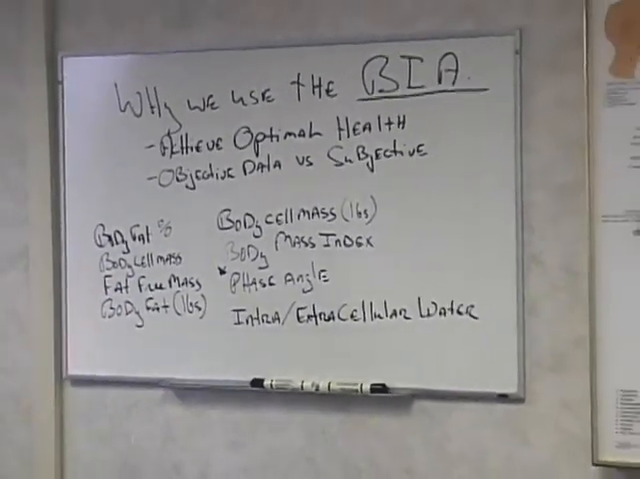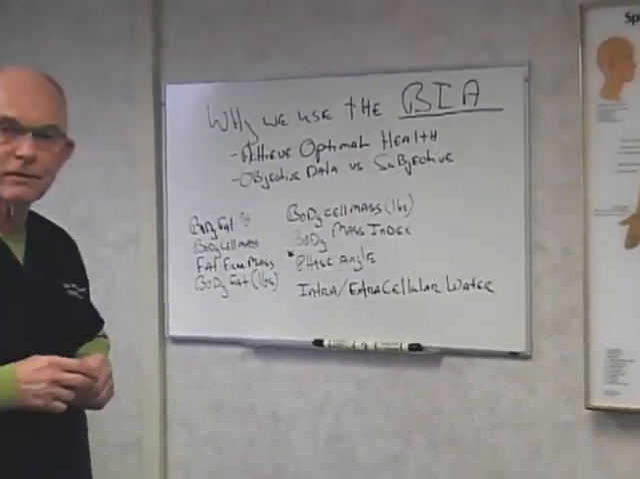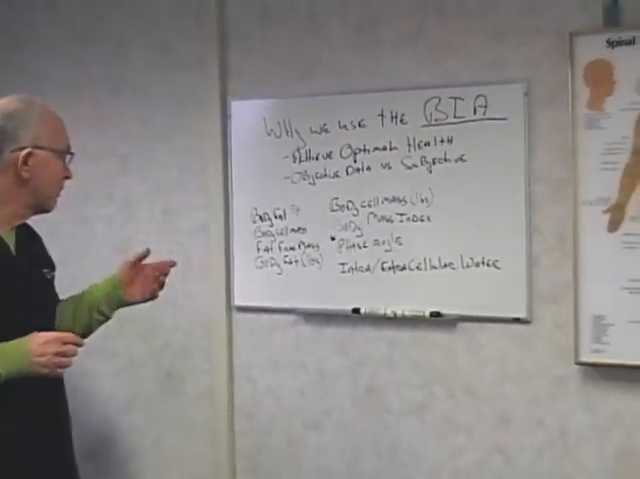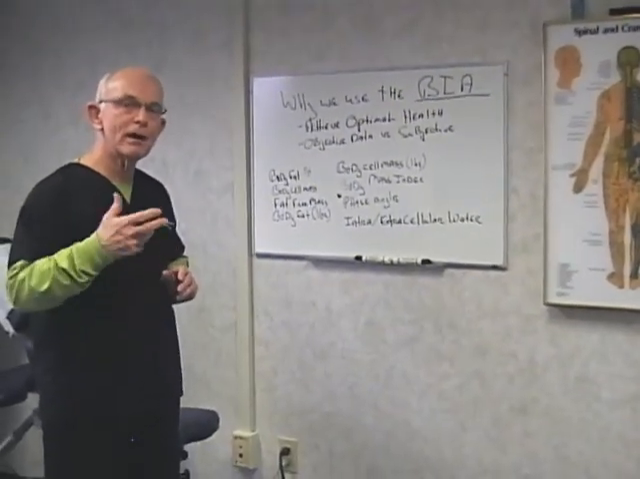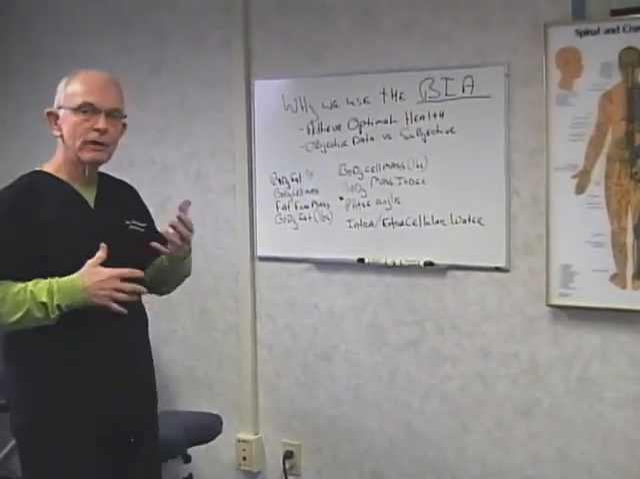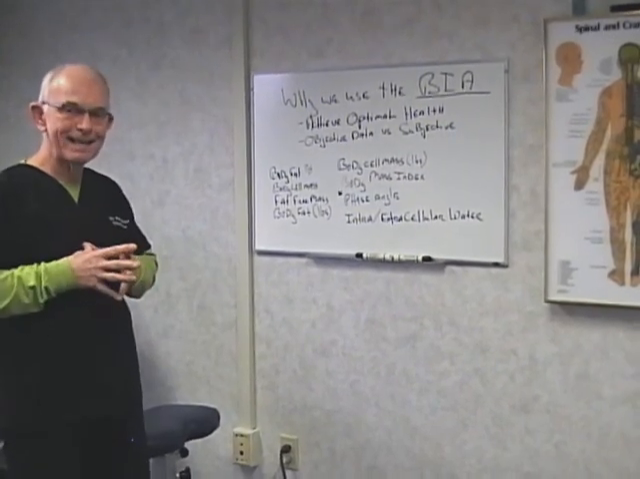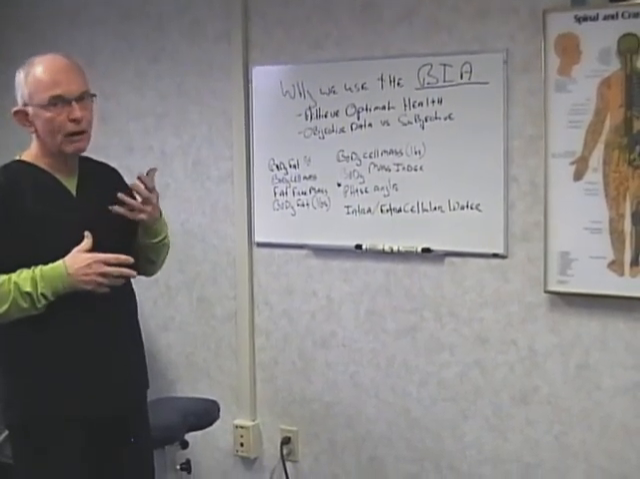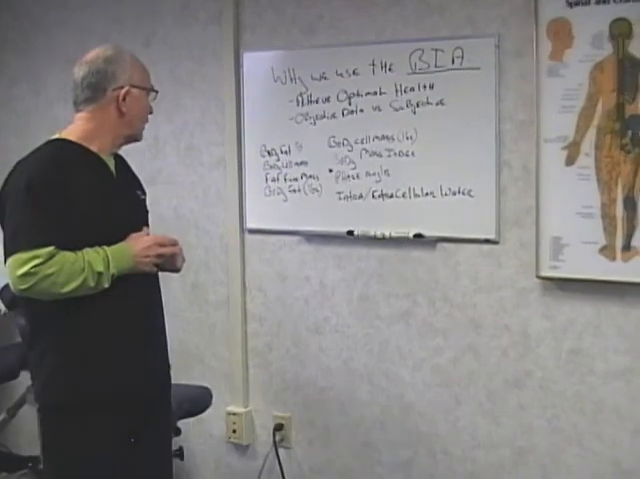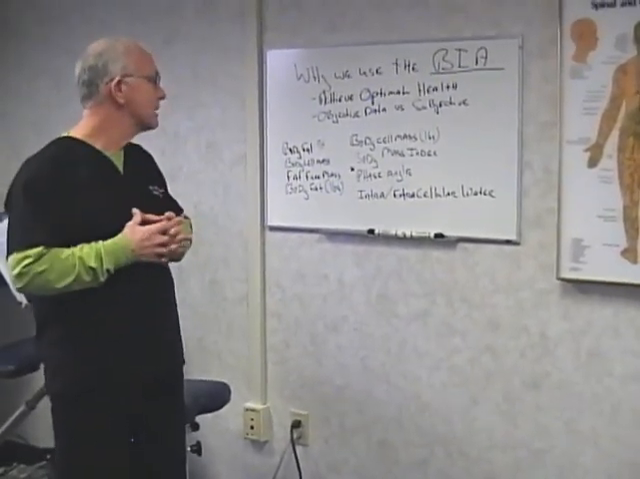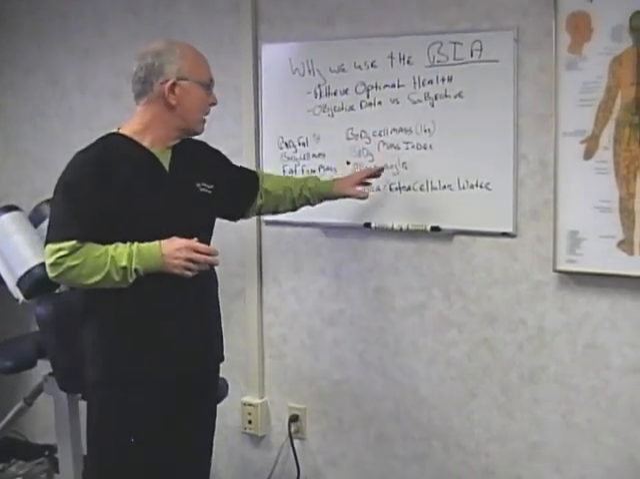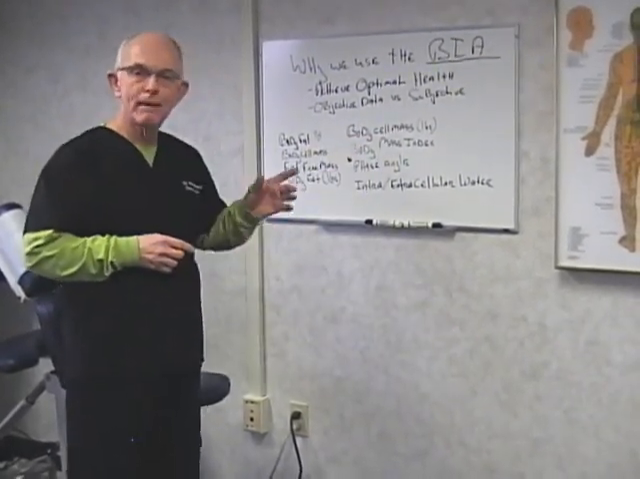And some of the things that the bioimpedance analysis does for us, it gives us a percentage of body fat, but it also gives us body fat in pounds. And so we can do a comparison like your body mass index to compare how healthy you are. We want to know the body cell mass, we want to know the fat-free mass, we want it in pounds, and we also want to know the body mass index.